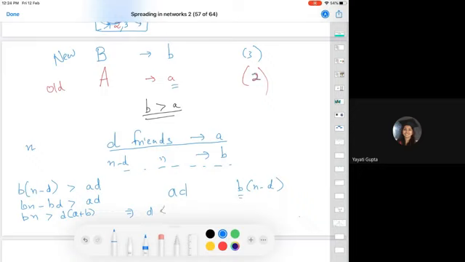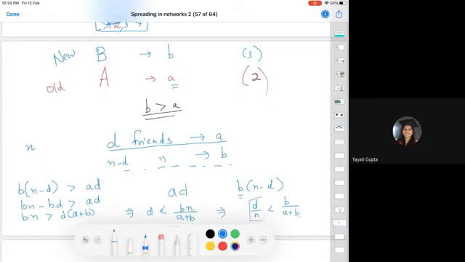lesser than B divided by A plus B. Where will the N go? Here. Or D by N is less than B divided by A plus B. So this person, he will decide to shift.